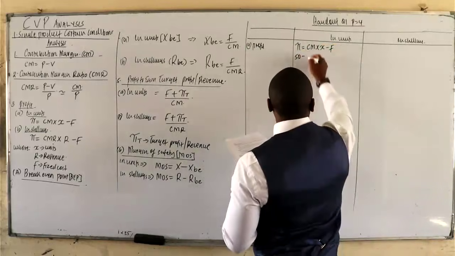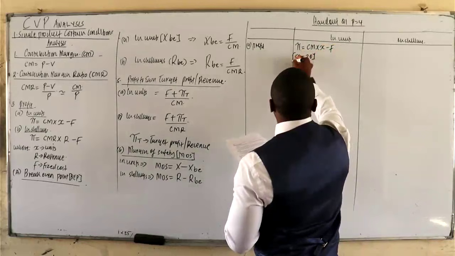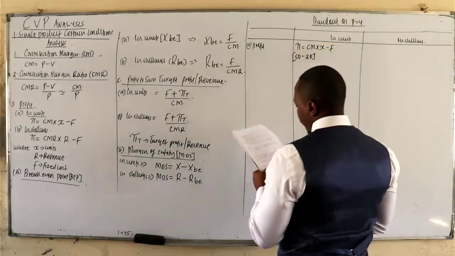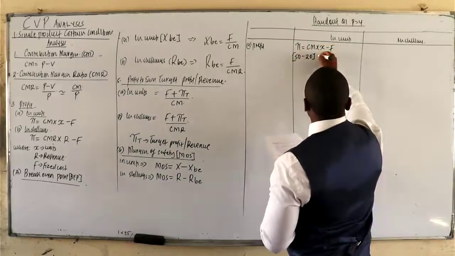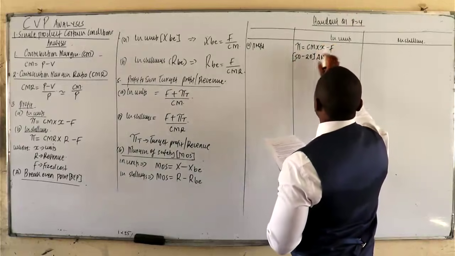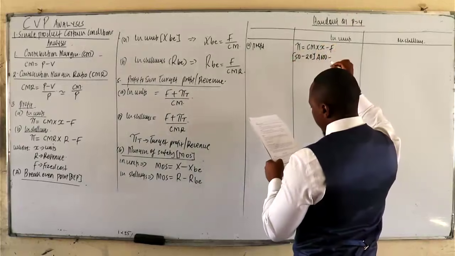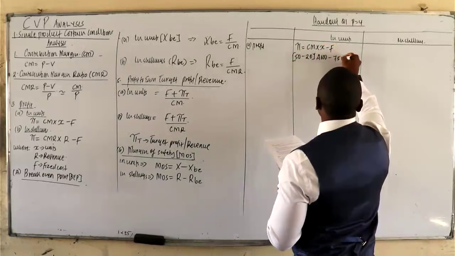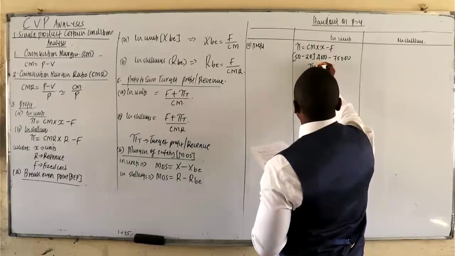Variable cost we have is 20. That's how we get the contribution margin per unit. And then we produced 4,000 units. And then you deduct the fixed cost. So the fixed cost was 75. That's how we get the profit.